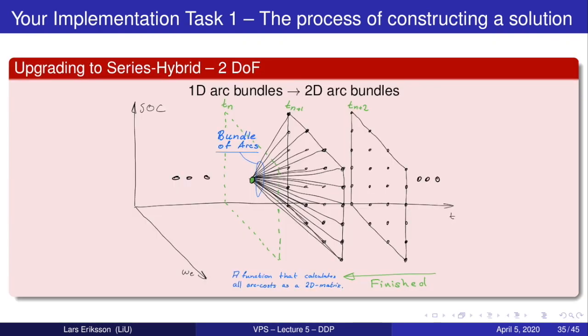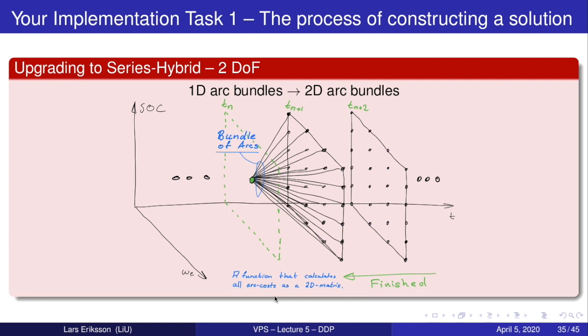So to illustrate this situation, I've done this sketch where, like previously, we have done some calculations where we have been propagating back in time. We know what the solution is here, and we know what the solution is here. So we're standing at this point and we're wondering, how should we go to the end so that we get the lowest fuel consumption? And then it knows that it has to test all these arcs that are represented by a matrix. So your task with the series hybrid is to calculate this two-dimensional bundle of arcs. So you will develop for the series hybrid a function that calculates all arc costs as a 2D matrix.